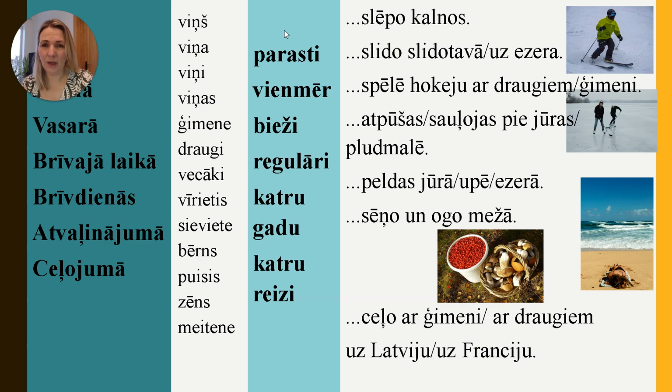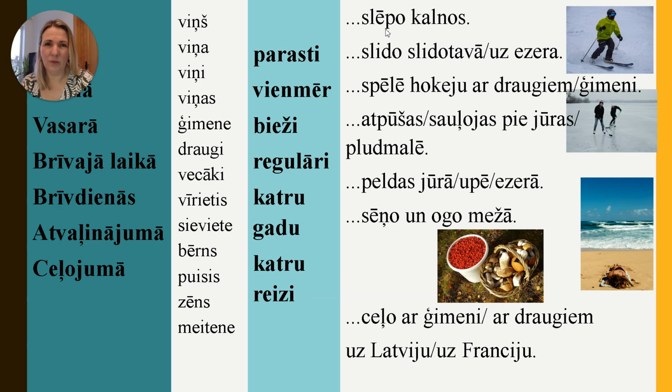Then remember, as I said, we could also add how often they love to do this. Parasti, usually, vienmēr, always, bieži, often, regulāri, regularly. Katru gadu, it's one phrase, every year. Katru reizi, every time. And then the activity.